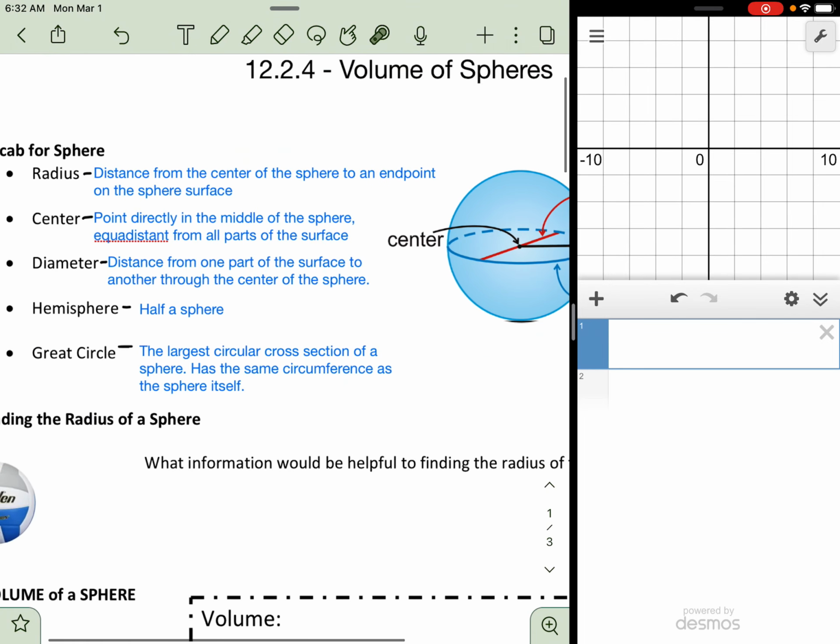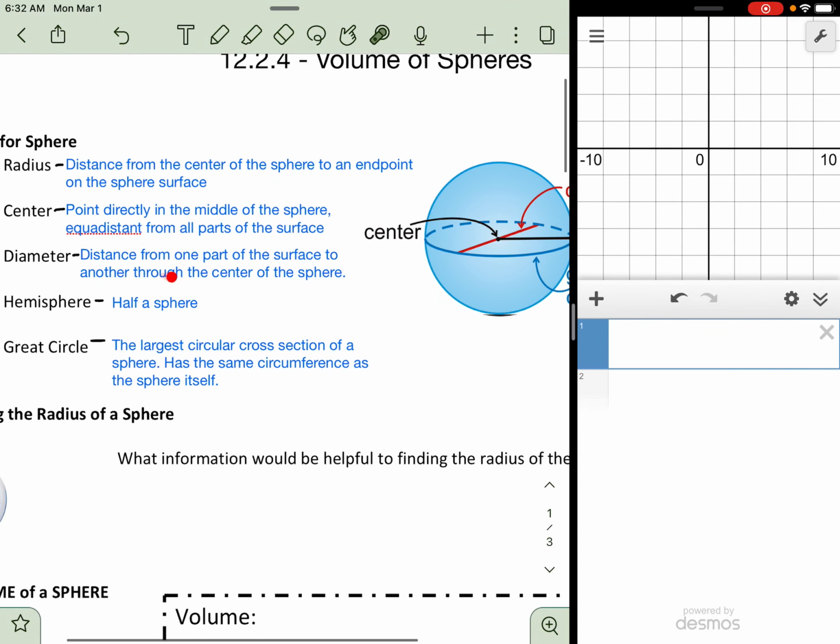Okay, so the vocab for diameter: distance from one point on the surface to another through the center of the sphere. Okay, the center is the point that is equally distant from all parts of the surface, so it's directly in the middle. It's not up here, it's not down there. Okay, and then the two that you really haven't seen so far, one's called a hemisphere.